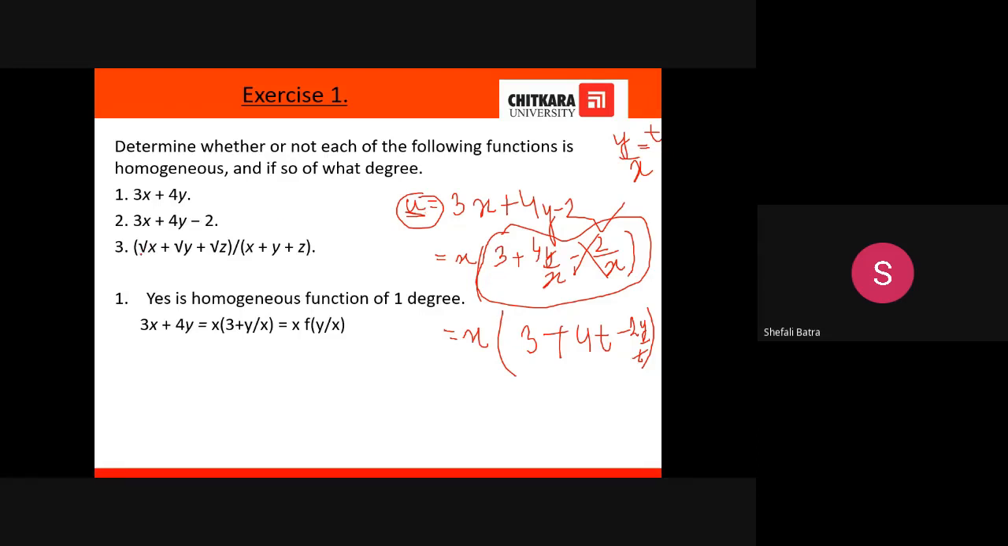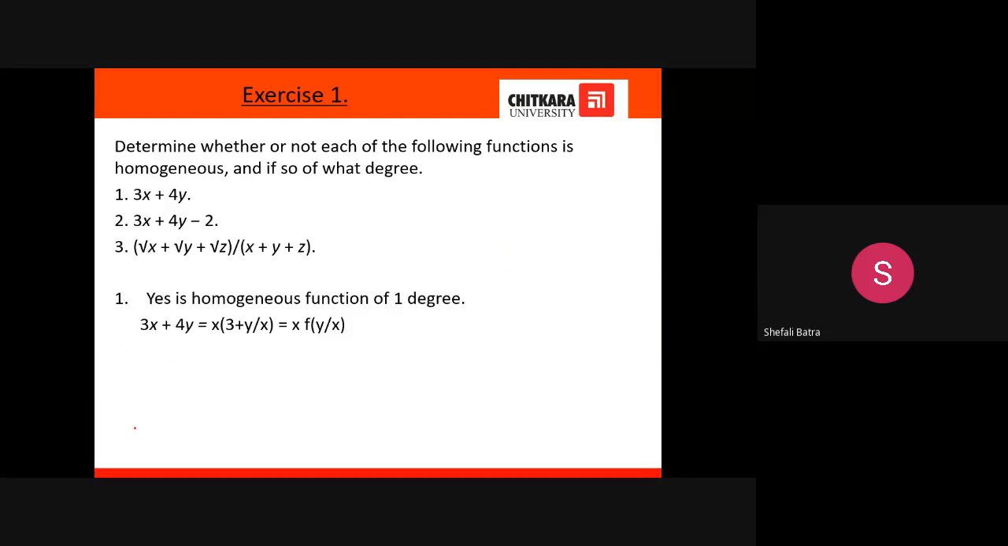Now, come to the third question. Check whether it is homogeneous. If yes, then tell me what the degree is. Apply the new definition. Excuse me, ma'am. Yes, beta?